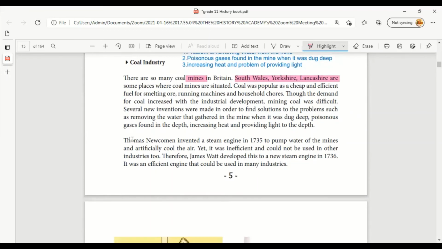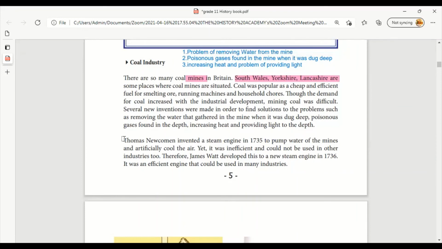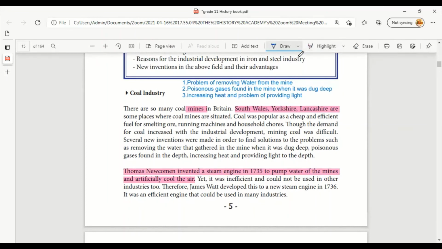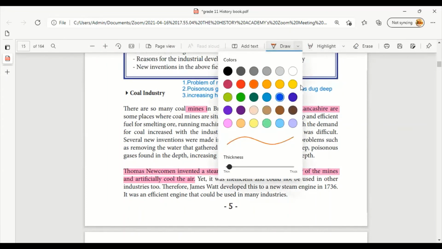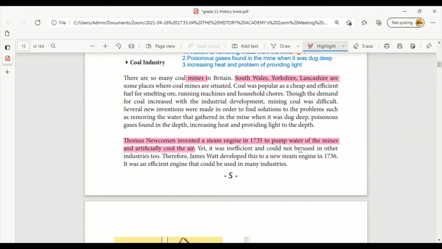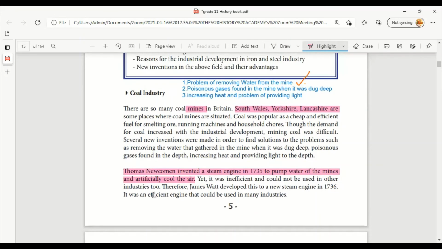So how did they solve that? Thomas Newcomen invented the steam engine in 1735 to pump water out of the mine and artificially cool the air, right? So this problem of removing water was solved by Thomas Newcomen. But it was inefficient and could not be used in other industries. It could be used only in the coal industry.